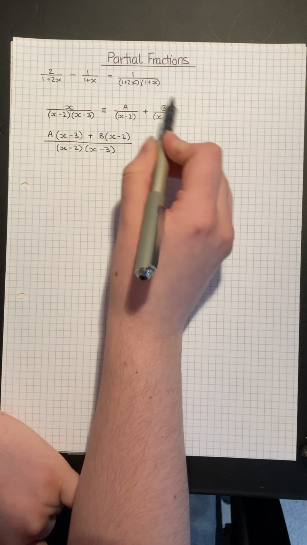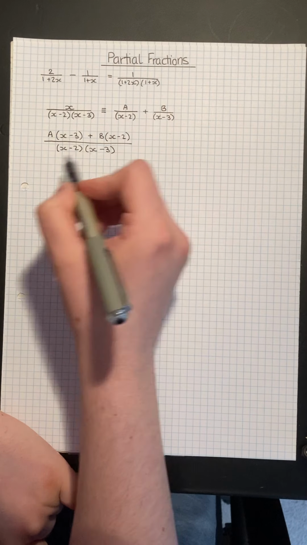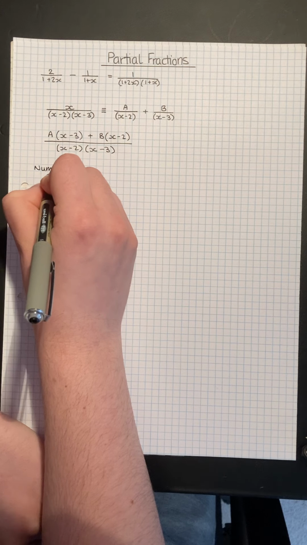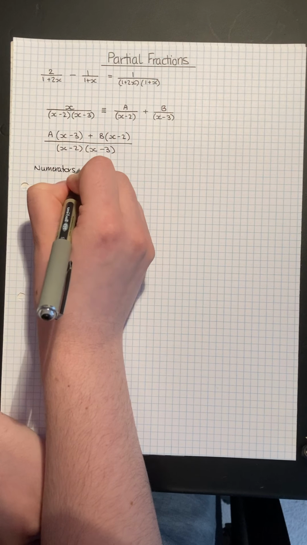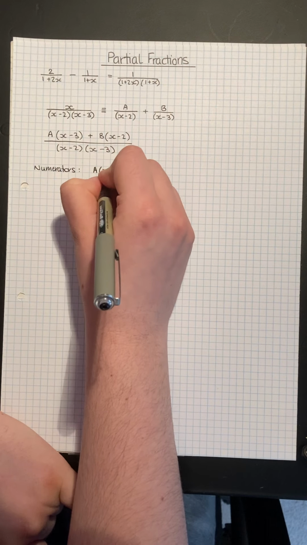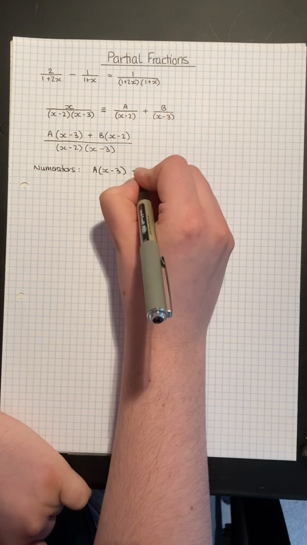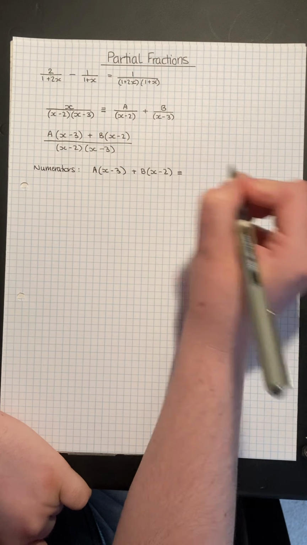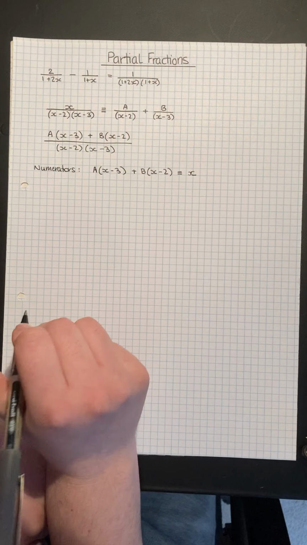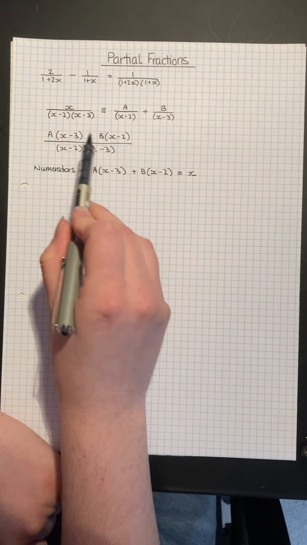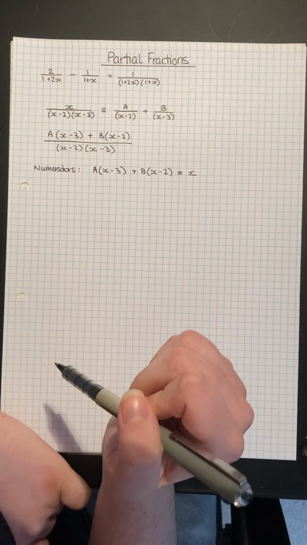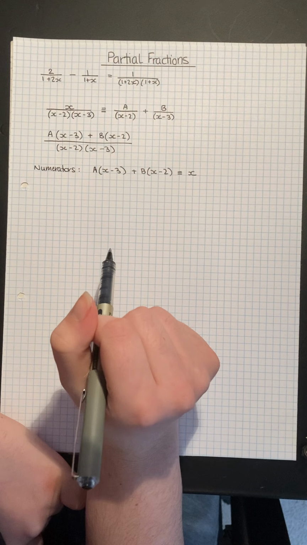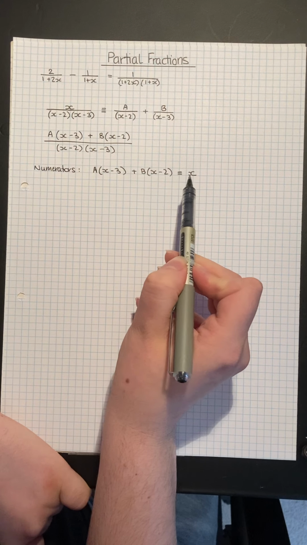Now we know that this is the same as this, and this is the same as well, so that we can actually just look at the numerators now. So just looking at the numerators, we know they're the same. So a(x minus 3) plus b(x minus 2) always equals x. So we're just comparing the numerators of this fraction and this fraction because we know they're going to be the same.